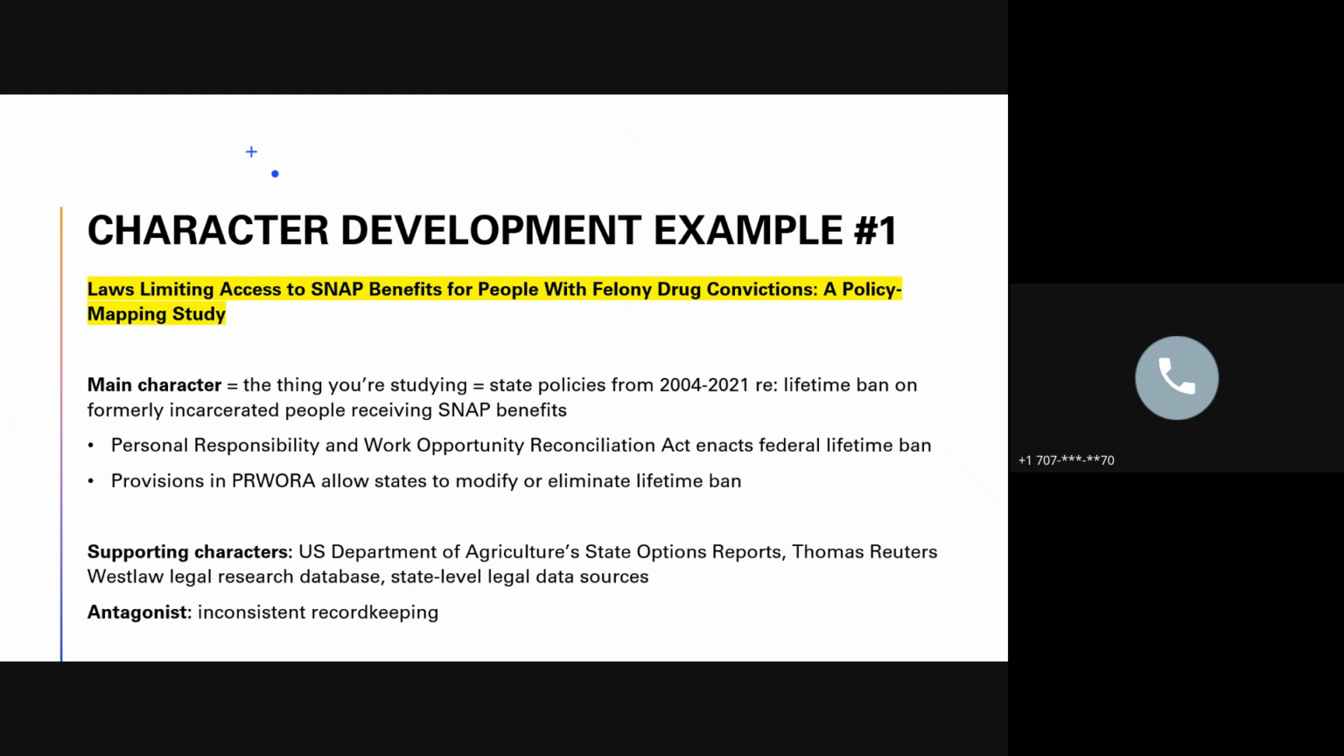And an antagonist could be potentially inconsistent record keeping. So an antagonist could be something that makes it challenging for you to do this research, challenging for you to observe the changes that you're looking at.